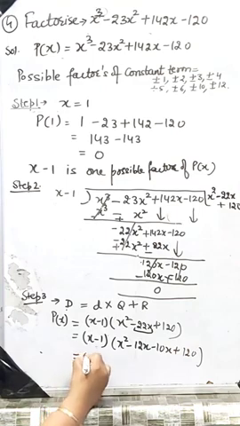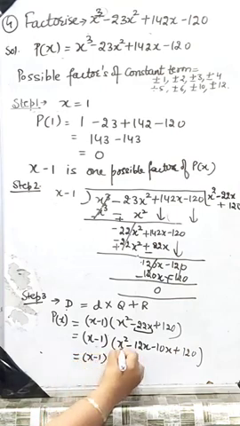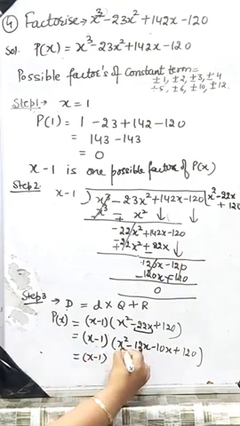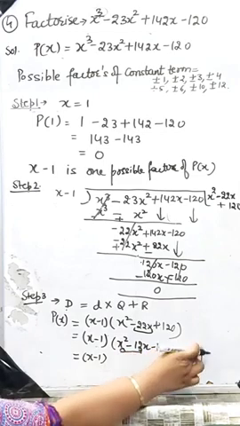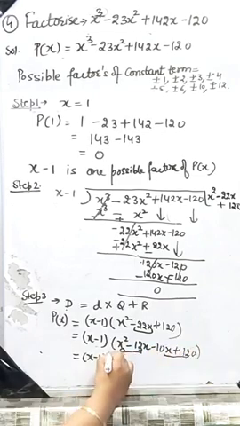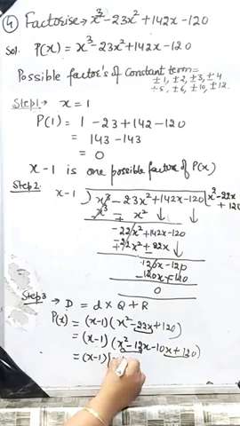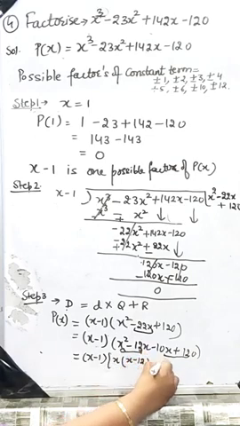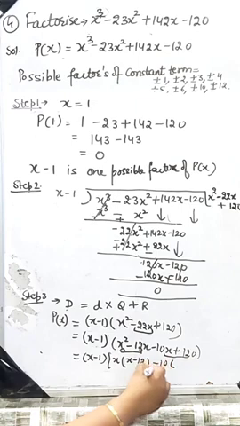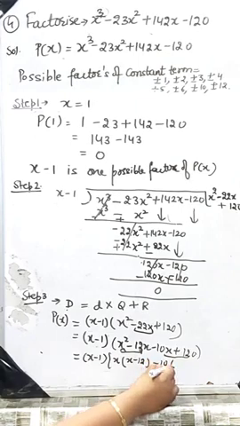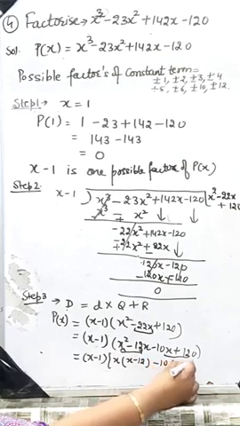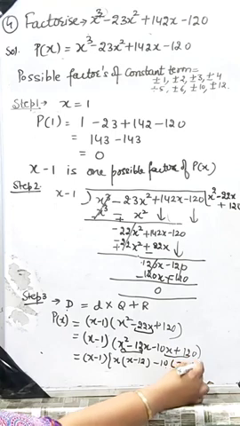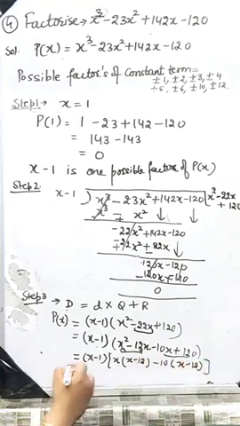Now in the next step, find the common factor from the first 2 terms and then the last 2 terms. x is common from the first 2 terms. Therefore x minus 12 will be left in the bracket. And next, minus 10 is common. Therefore pull out minus 10 outside the bracket and write x minus 12 inside the bracket.